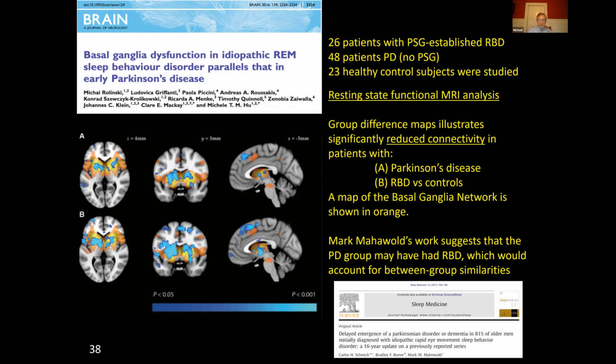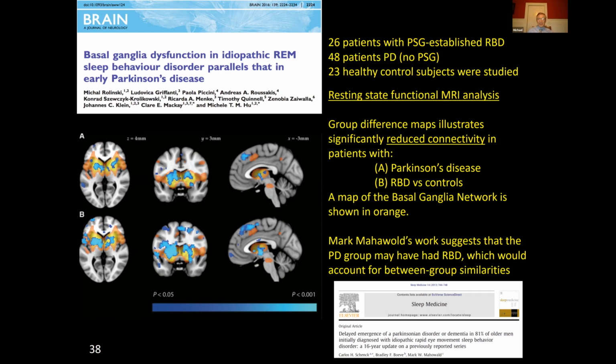Carlos and Mark have been using a little bit of fMRI, and what they began doing was looking at basal ganglia function in REM behavior disorder patients and those with Parkinson's disease.